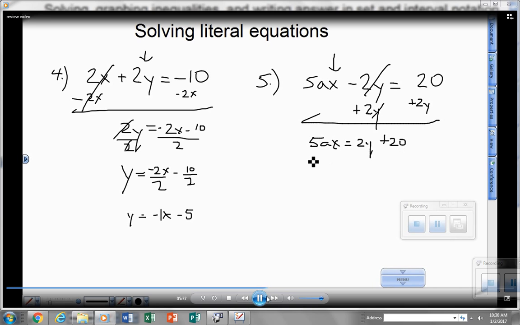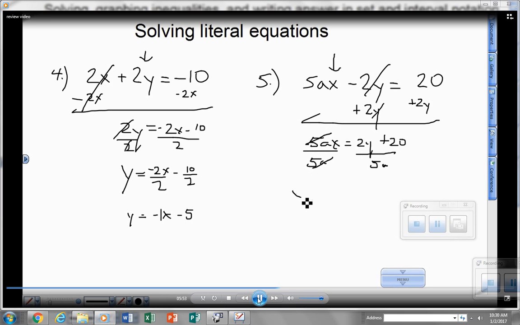My next step is to divide everything by 5a. I'm going to do this in one step here. I'm trying to get that x by itself. The opposite of multiplying by 5 and multiplying by a, the opposite of timesing by 5a, is dividing both sides by 5a. So I'm going to divide both sides by 5a. That will cancel away everything on that left side and leave x by itself.